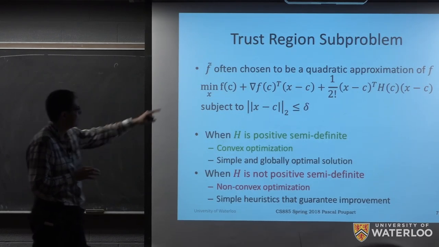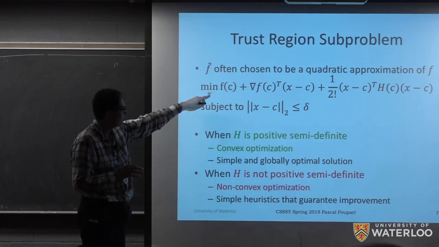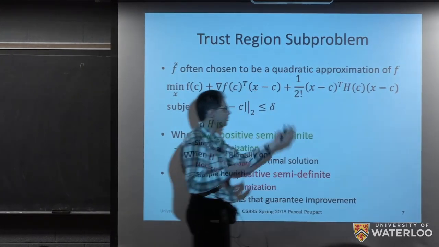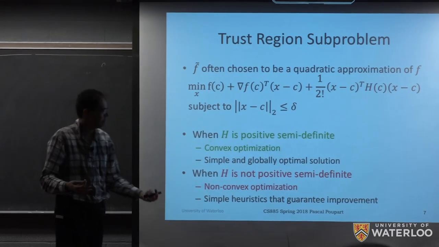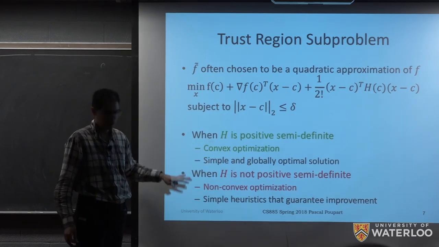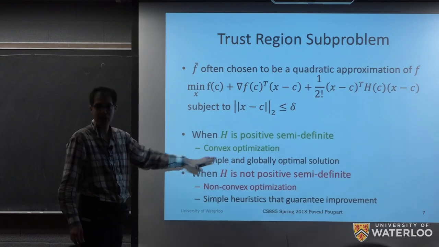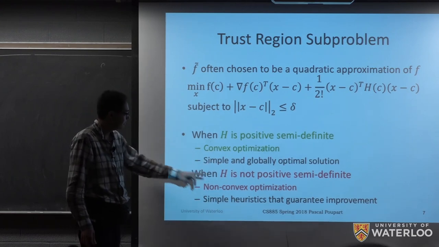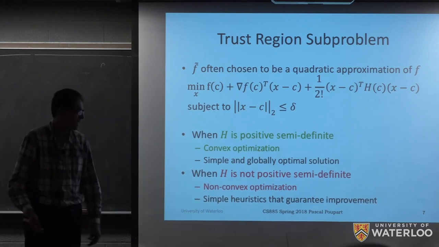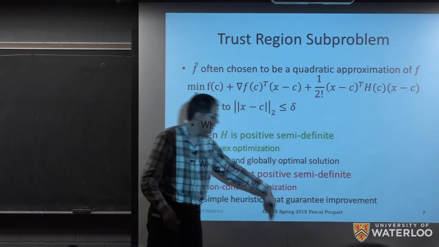Let me just make a few comments. Now, what about solving that trust region subproblem? If we go with the full quadratic, the problem is the Hessian might or might not be positive semi-definite. If it is positive semi-definite, this is great. We've got a convex optimization problem, and then there are some simple techniques that will find a globally optimal solution. But if H is not positive semi-definite, then we are in the non-convex case, and then it's much harder. However, there are some heuristics that can guarantee some improvement.